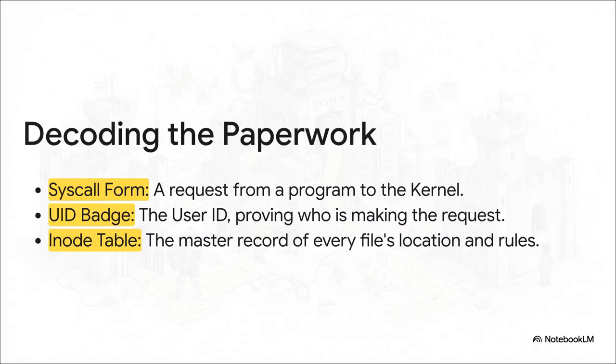Even the paperwork in our story has a real-world counterpart. That form the citizen is holding, that's called a system call, or Syscall for short. It's the official way a program asks the kernel for something. The ID badge the citizen shows, that's its user ID, or UID, which proves who it is. And that giant logbook the clerk looks at, that's the Inode Table, a master index of every file, where it lives, and who's allowed to touch it.